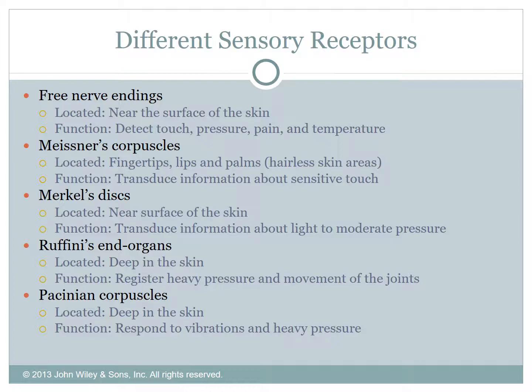Ruffini's end organs should detect heavy pressure in the movement of joints. This is actually how you can tell where your body is in space, by using Ruffini's end organs. And then the Pacinian corpuscles should respond to vibrations and heavy pressure. But again, we haven't detected any of these. We can't find them. They have to exist, because there has to be something that's transmitting this information, but we can't locate them.